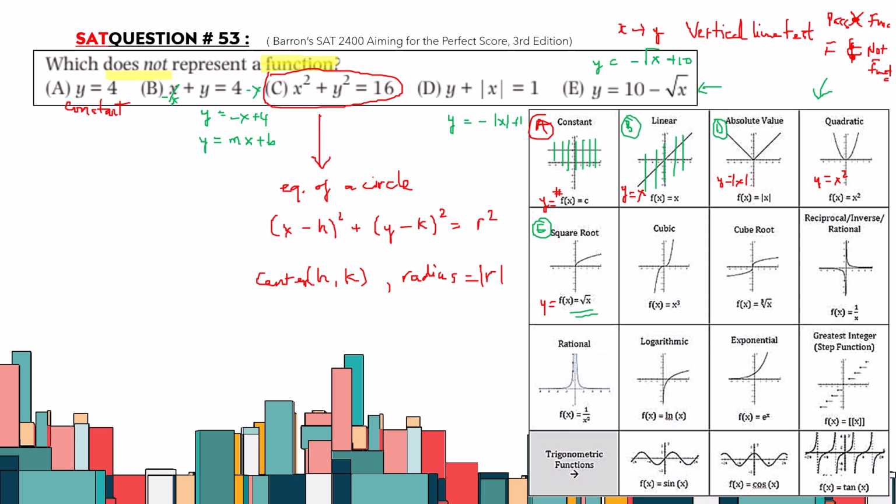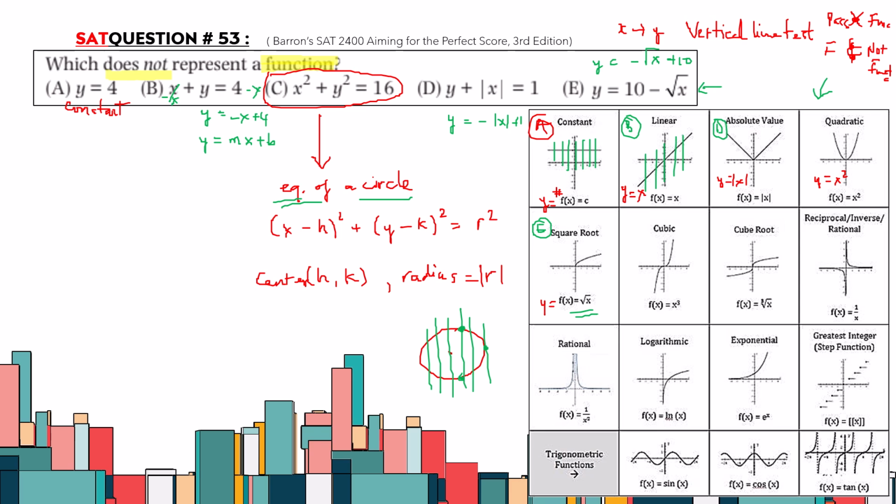When we're familiar with those, we know how the circle looks. It looks like that, and if you use the vertical line test, it crosses at least twice. Right here maybe once, but the rest is two times. So it fails the vertical line test. It's just the equation of a circle, not a function.